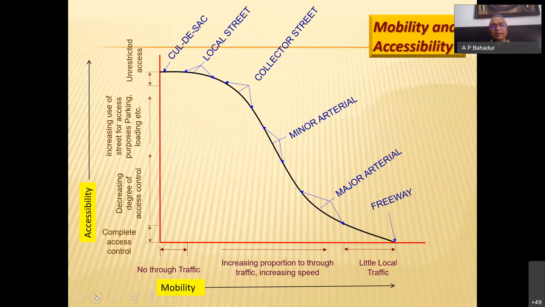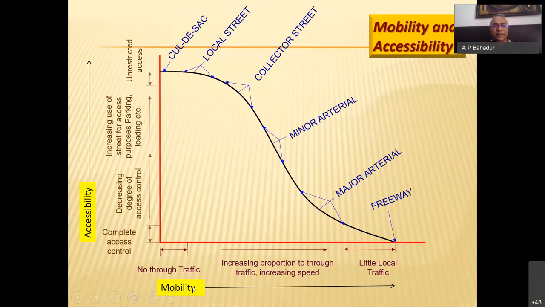So if we plot mobility on the x-axis and accessibility on the y-axis, and closely examine the curve shown here in the slide, I hope everyone is able to see the movement of the cursor. Is that so? Meena, are you there? Yes, sir. Can you see the movement of the cursor on the screen? Yes, sir. Okay. So as you can see here, at this point the level of mobility is maximum, and at this point the accessibility is zero.